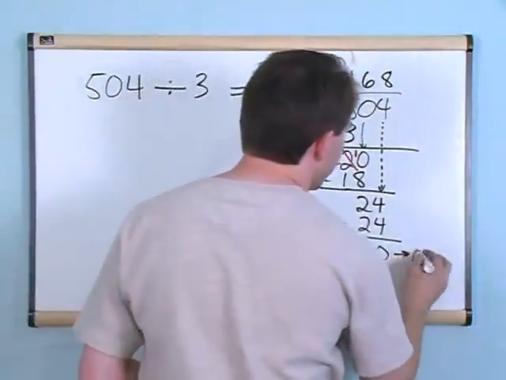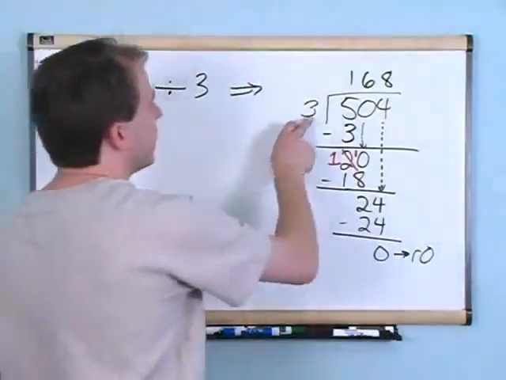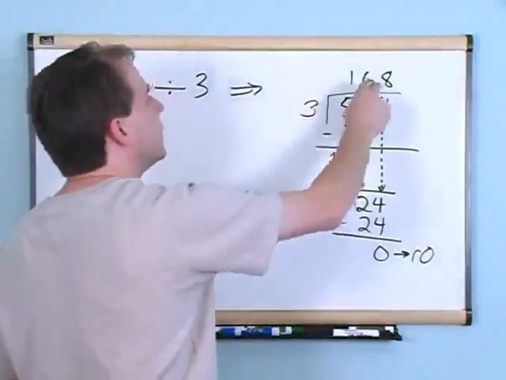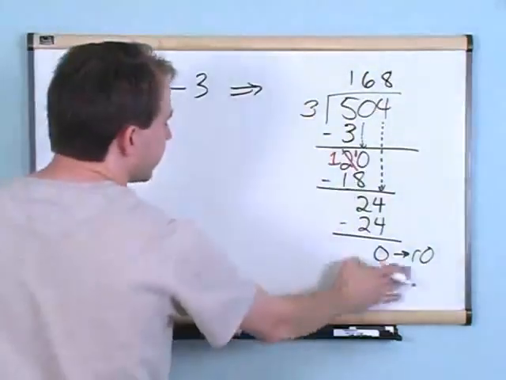So that means that the remainder is 0. So there is no remainder in this problem. So when you take 504 divided by 3, you're going to get 168. Okay, you're going to get 168. And it goes an even number of times with no remainder.